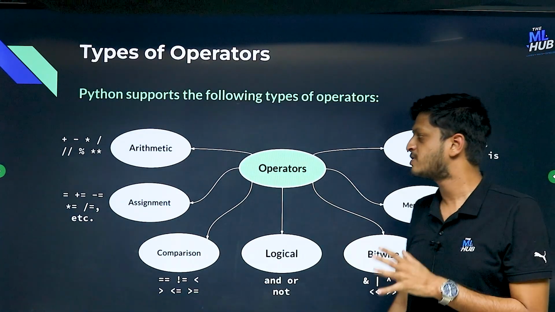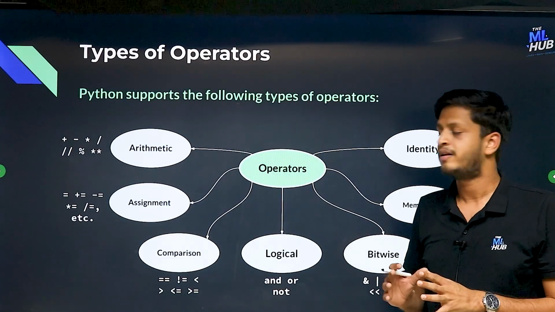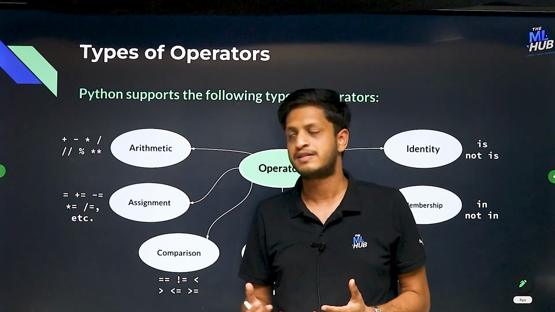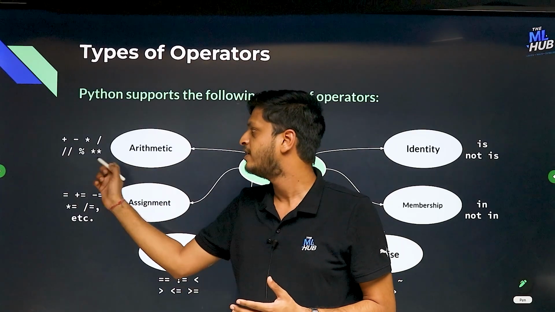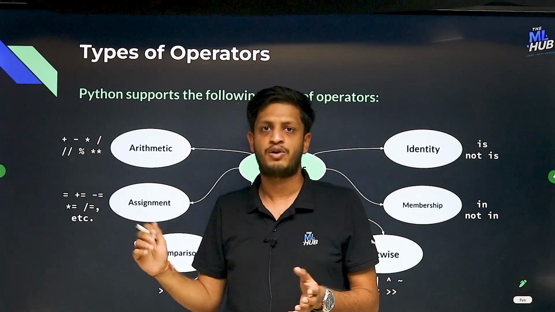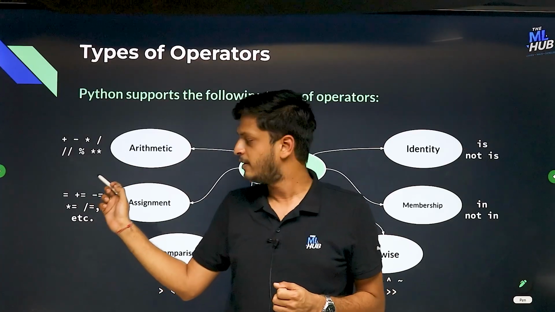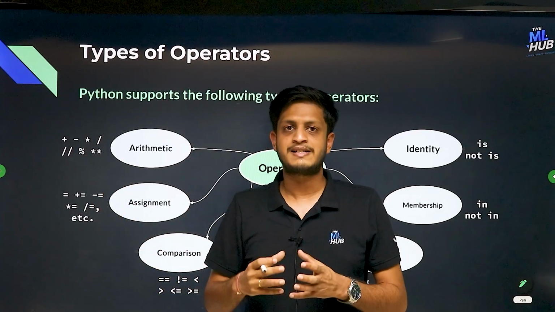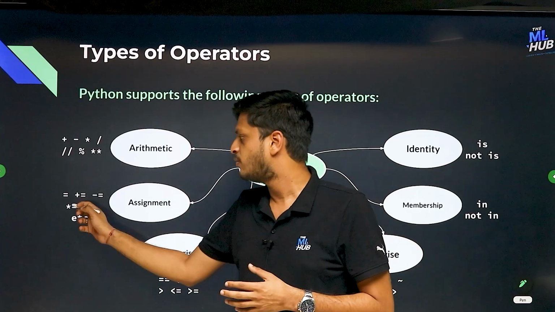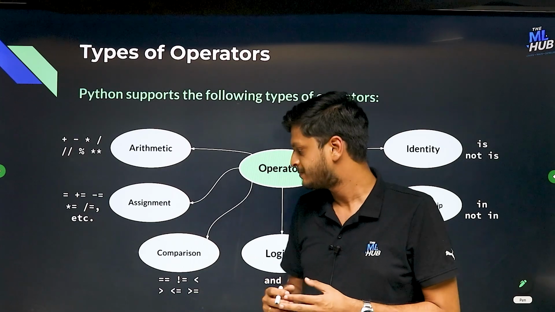These are the different types of operators present in the Python programming language. There are 7 types of operators. First are arithmetic operators. They perform arithmetic or mathematical operations like plus, minus, multiply, divide. I will tell you the difference between single divide and double divide, and then the modulo operator and then exponent. Then we have assignment operators. They are used to assign a value to a particular variable. So equal to, plus equal to, minus equal to. There are lots of assignment operators. We will see them as well.